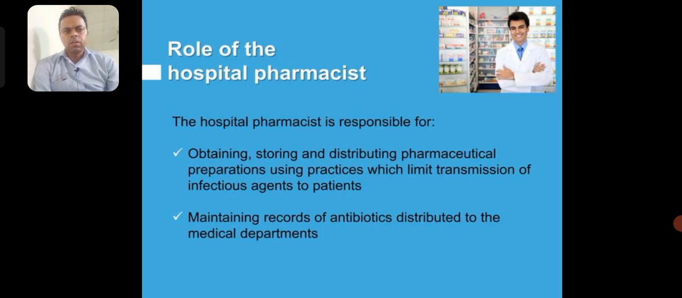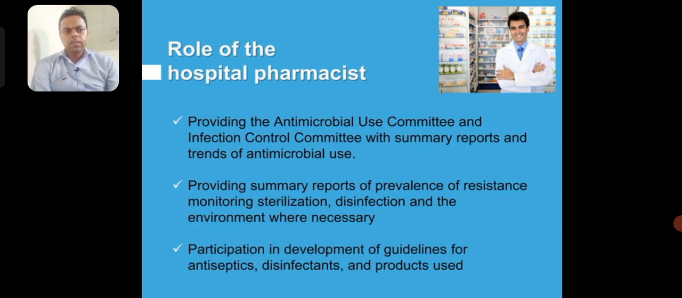The role of hospital pharmacists is also very necessary to prevent hospital acquired infection by obtaining, storing and distributing pharmaceutical preparations using practices which limit transmission of infectious agents to the patients, and maintaining the course of antibiotics distributed to the medical departments, providing the antimicrobial use committee and infection control committee with summary reports and trends of antimicrobial use, providing summary reports of prevalence of resistance, monitoring sterilization, disinfection and the environment where necessary, and also participating in development of guidelines for antiseptics, disinfectants and products used.